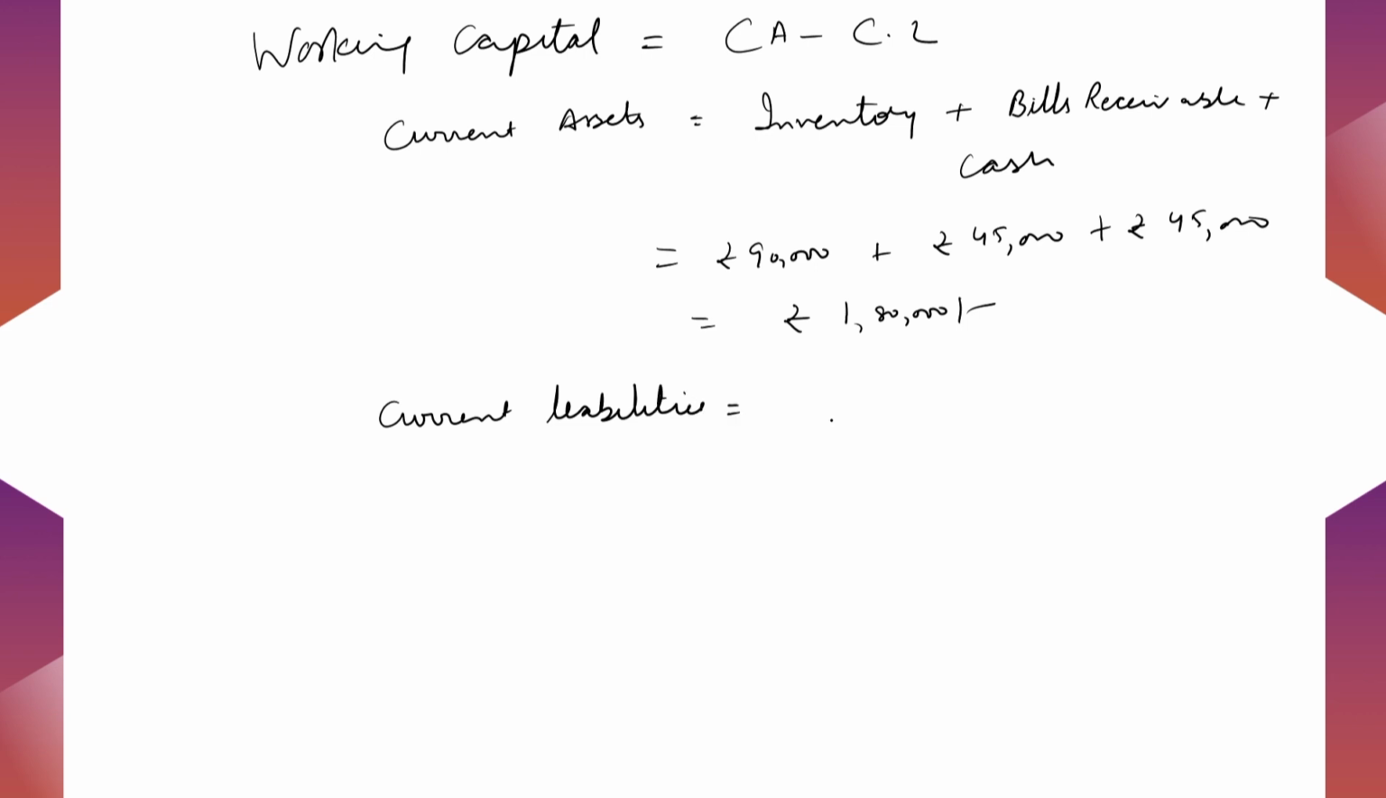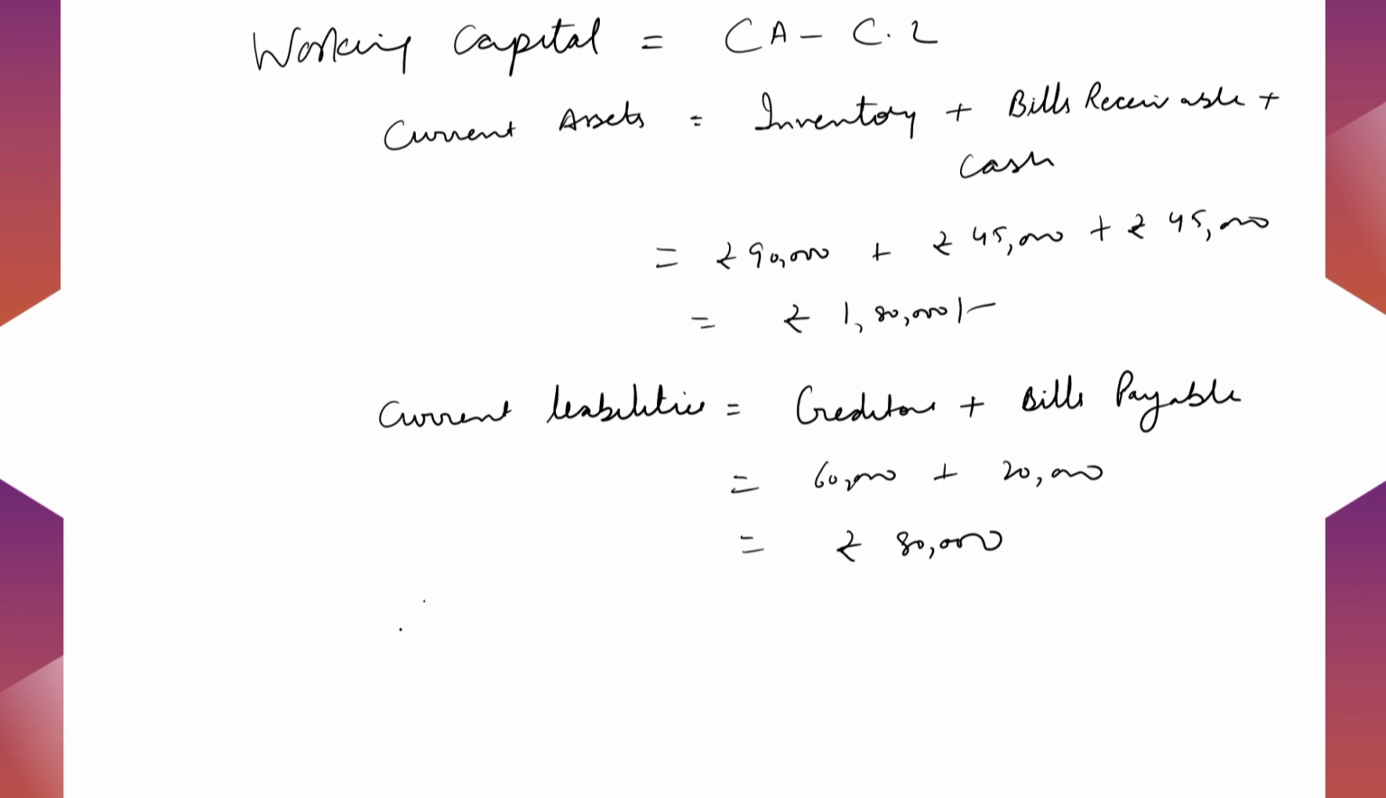They comprise the creditors as given in the question and the bills payable. Only these two pieces of information are available in the question. So we add up the 60,000 creditors and 20,000 bills payable, so our current liabilities will be rupees 80,000. Therefore, the working capital will be rupees 1,80,000 minus rupees 80,000 of current liabilities. It comes to rupees 1 lakh.